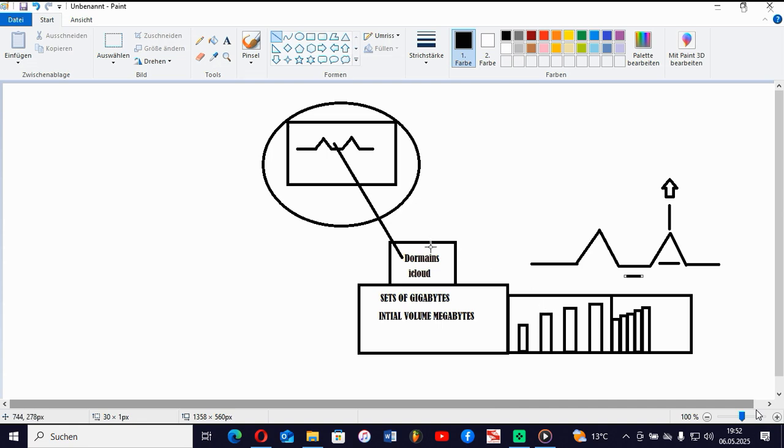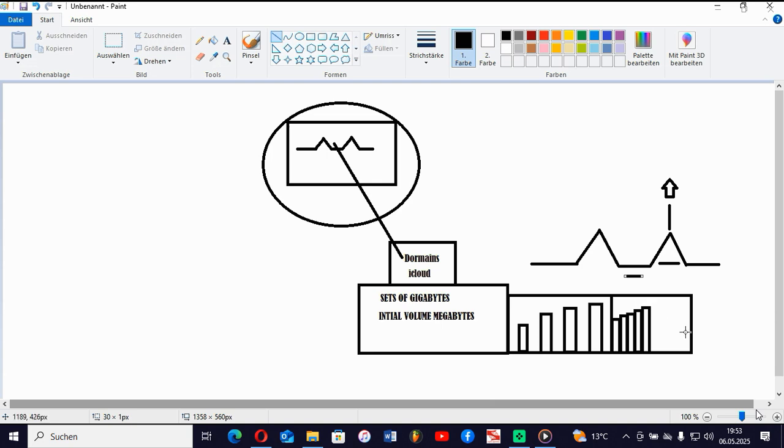And then we can understand some beautiful things about all this. We know this is the iCloud, this is the domain, this is the set of gigabytes, the initial volume of the megabytes. These are the initial volume of the megabytes, not well arranged, not well formatted. Now they are formatted and they now form the gigabyte, the range gigabyte.